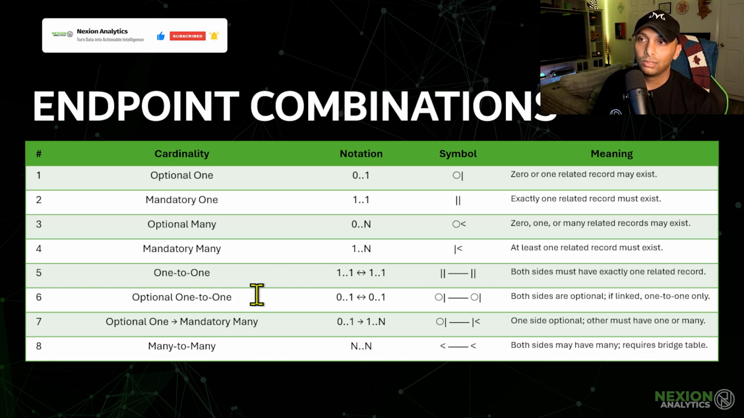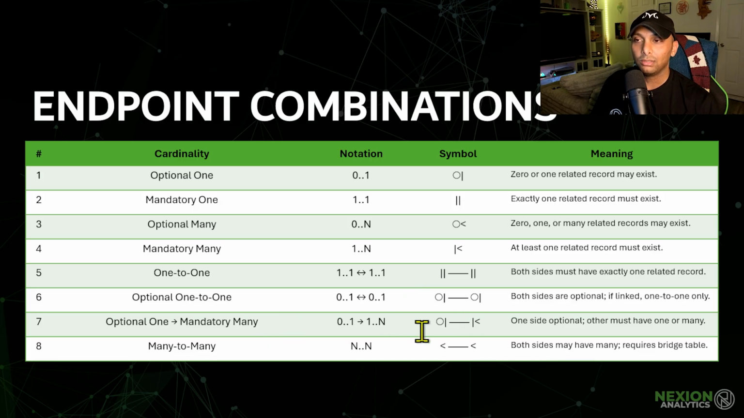So it's 1-to-1. We have optional 1-to-1. We have optional 1 and then mandatory many, and then many-to-many as well. But just to explain it a little bit more, optional 1 means 0 or 1 related record may exist. Mandatory 1 is exactly 1 related record must exist. So think of your customer ID or your social security number, right? Optional many means 0, 1, or many related records may exist.